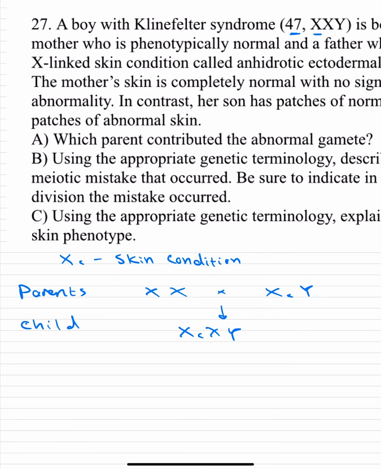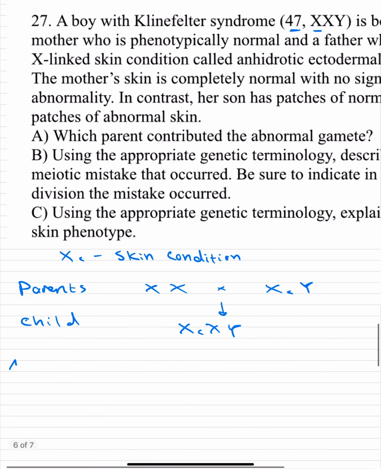So, to answer part A, we can assume based off of the skin condition that the father has that he is most likely the individual who is to pass on this aneuploid gamete, or this aneuploid or abnormal X chromosome.